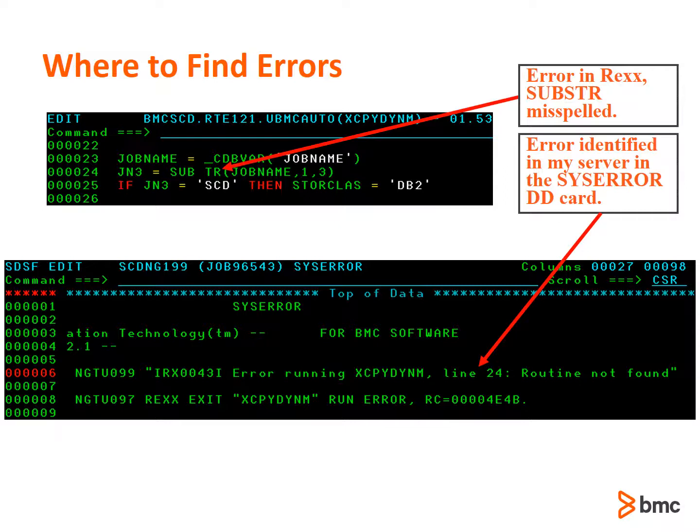Let's review one other thing about finding errors. Let's say in your REXX code, in this case XCPYDYNM, I misspelled the word substring. As you see on line 24, I left a blank in between sub and str. And then somebody starts running a master and it calls my server, and it's an image copy server, and obviously this REXX won't be able to execute. REXX is good, but it's not that good. So you'd see this error reported in the SYSERROR in the server job. So the SYSERROR DD card in the server job, and then you'd see something like I have on line 6: Error running XCPYDYNM, line 24, routine not found. In fact, that routine doesn't exist. So that's where you would find errors if you have them in your REXX code.